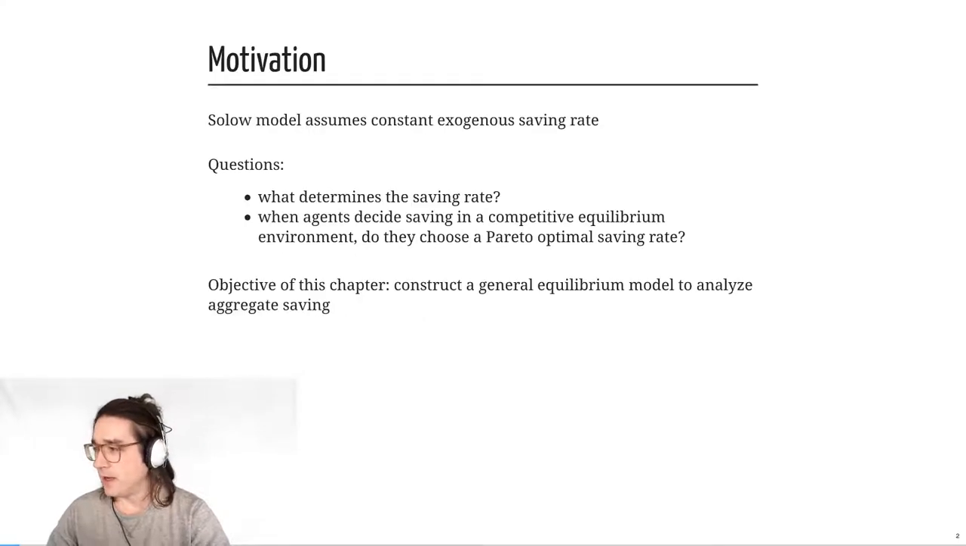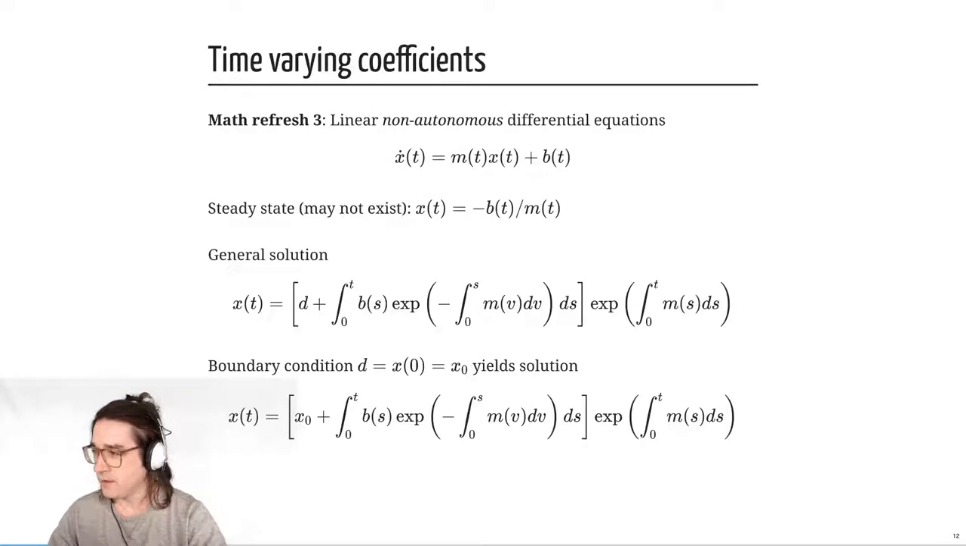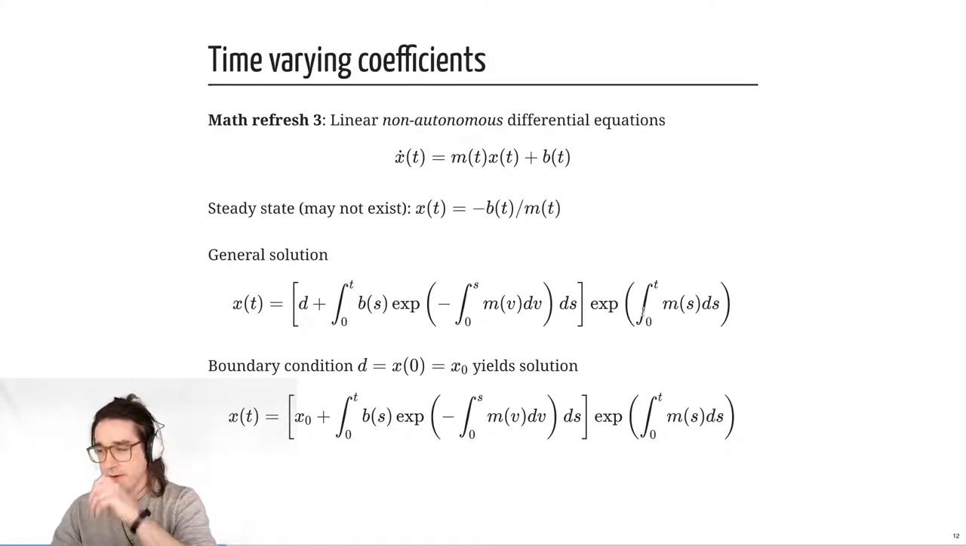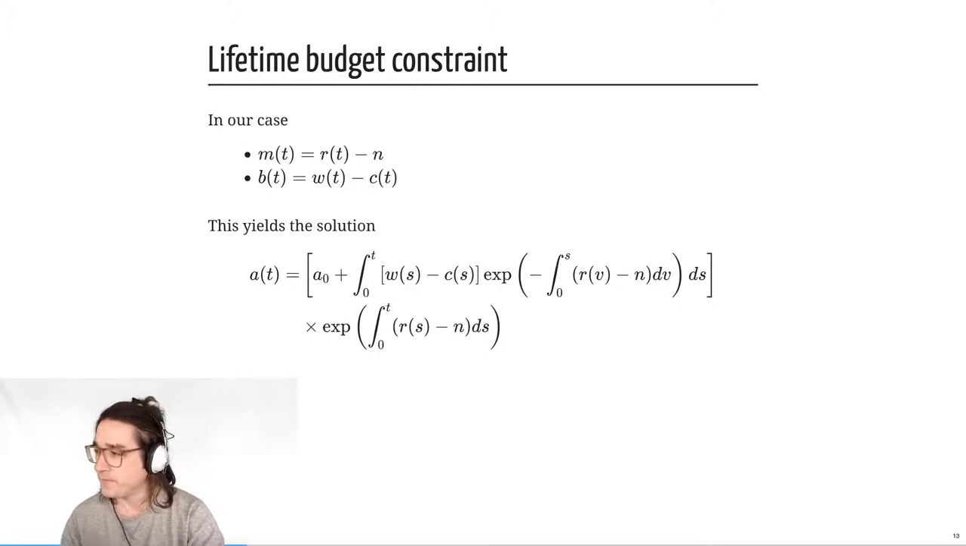All right, so let's see, jump ahead, boom. The stuff I'm talking about basically starts when we figure out what the budget equation is, and this is basically what we're going to be working with for the most part. Then we say, well, we can think about this non-autonomous version of the differential equation stuff we were doing, and technically there's a solution where we have this wild double integral going on here, and we can apply that to this, wherein m is equal to r minus n, and b is equal to w minus c. So we could do that and just plug in everything, and we'd get the right answer, right? And this is the answer basically. If you do that, you end up getting something like this.